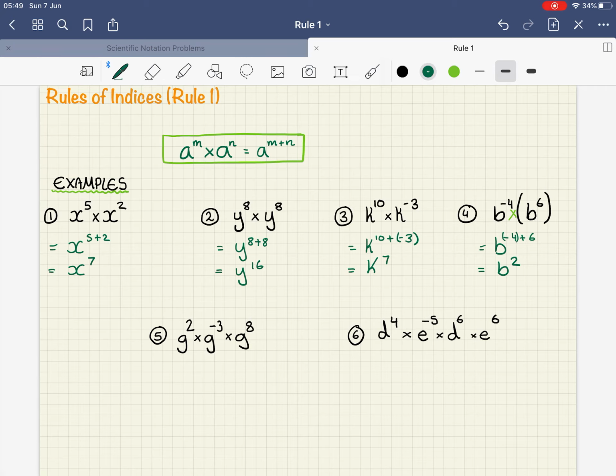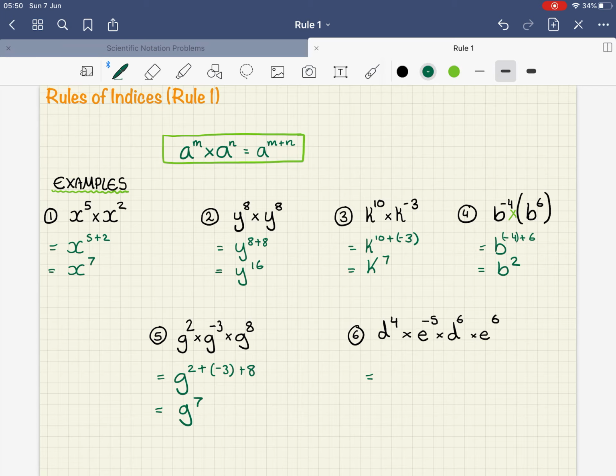Okay, so now I've got a bit more of a string, but essentially I can just go through and keep applying the rule all the way along a multiplication. So I've got g to the power of 2 plus the negative 3 plus 8. Didn't need that bracket there. So I'm going to have g to the power of 2, take away 3 is going to be negative 1, add the 8, that's going to be 7.